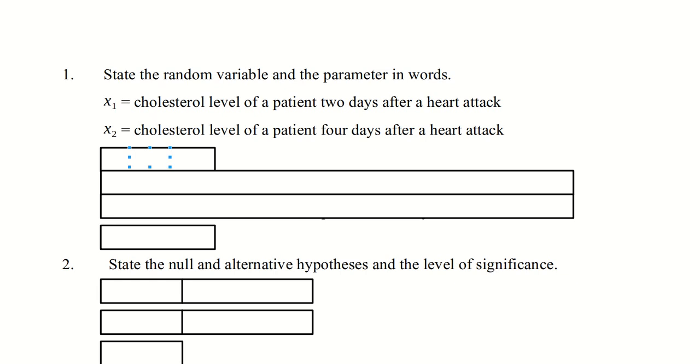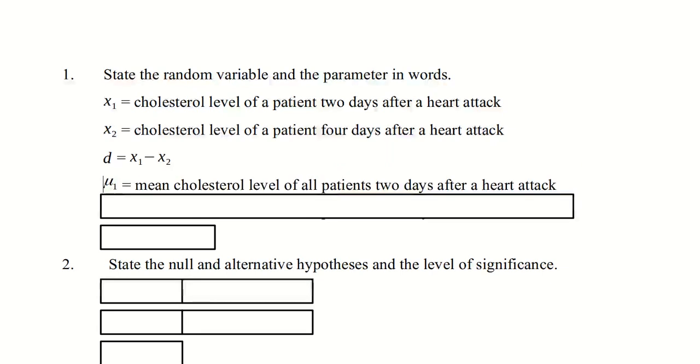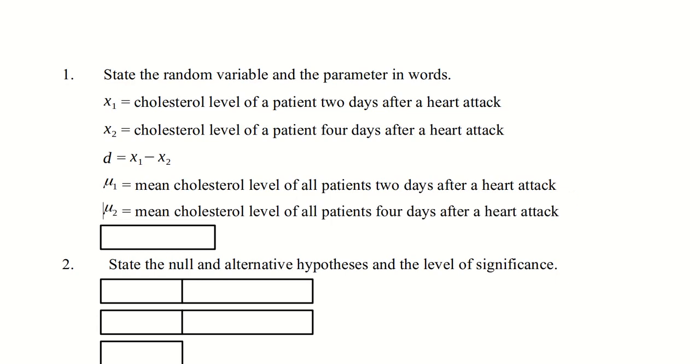What that means is that we can find D, and D is the difference, that is x sub 1 minus x sub 2. The parameters are the population means, so mu sub 1 is the mean cholesterol level of all patients 2 days after a heart attack, and no great surprise, mu sub 2 is the mean cholesterol level of all patients 4 days after a heart attack. And this is perhaps more important. Mu sub D is the difference of those population means, mu sub 1 minus mu sub 2.